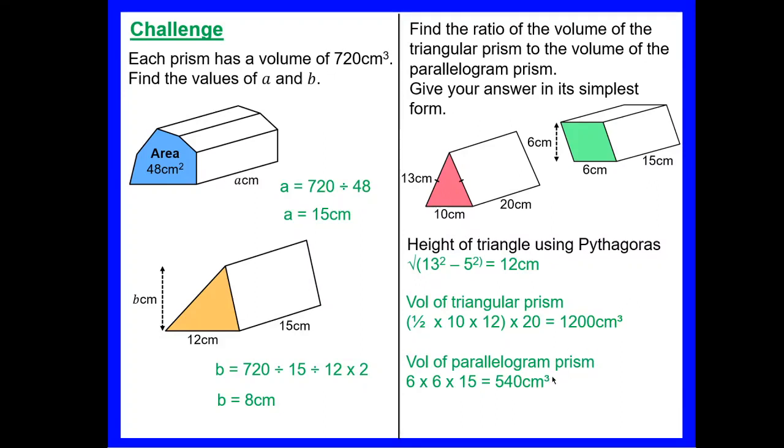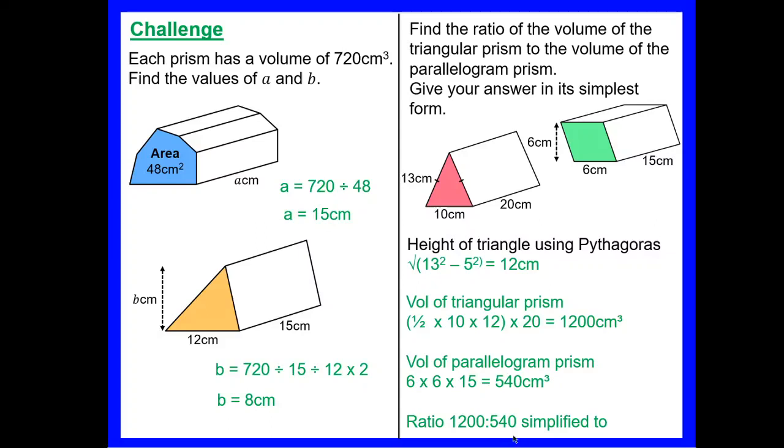So now I have the two volumes. The question said it wants the ratio of the volume of the triangular prism, so that comes first, to the parallelogram prism. So I've got 1,200 to 540. I've written them now as a ratio, and now I can simplify. So remember, to simplify, we need to divide both sides by the same amount, and we can do that as many times as we like until we get to the simplest answer.